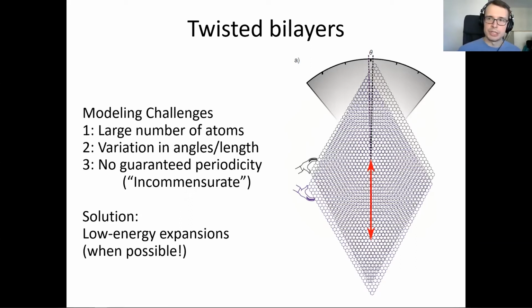The problem is if you use DFT directly, or if you do a tight binding model based on empirical or experimental evidence, you run into a problem at small angles, and that's that the number of atoms becomes extremely high. You get large variations in the length scale, so you have this very large Moiré length scale, but a very short atomic length scale. And you don't have a guaranteed periodicity, so the ideas of Bloch theory and translational symmetry might not always apply. In certain cases they do, but this limits you to very specific geometric constructions of the supercell. So the general solution to this problem is to look instead towards low energy expansions, to expand the model in terms of the low energy modes instead of in terms of the geometric structure of the atoms.